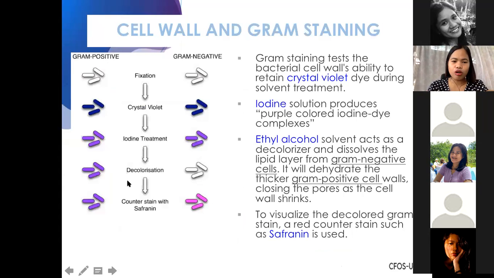And after the addition of the decolorizing agent, there are washing stages. You need to wash off the alcohol. After the crystal violet, there is washing. After the addition of iodine, there is washing. After the decolorizing agent, there is washing. And then after that, you add the counter stain, the safranin. The color of safranin is pink to red, a red counter stain. So the color manifested in the cells is pink to reddish purple.